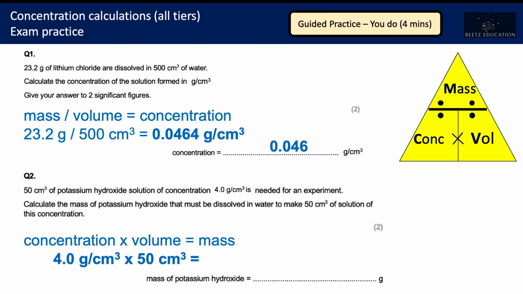The second one required the calculation of a mass, so we're doing C times V, concentration times volume. Again, values and units substituted. There's commonality between the unit of concentration and volume, so no unit conversion needed. 1 mark for the working out, and we've got our final answer there of 200, gaining us the second mark. 2 marks for the final answers there.